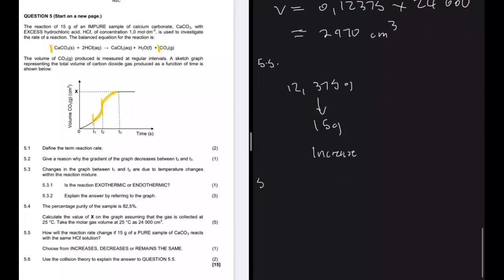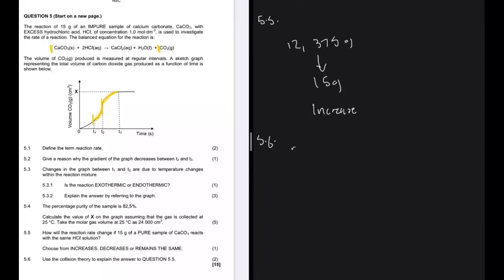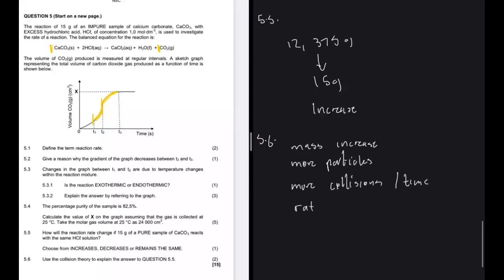And then 5.6 says explain why you say it is increasing using the collision theory. So we know that if the mass increases, we're going to have more particles that are ready to react. And then with more particles, we'll have more collisions per unit time. And as a consequence, the rate of the reaction will go up. So that's how you'd explain 5.6.